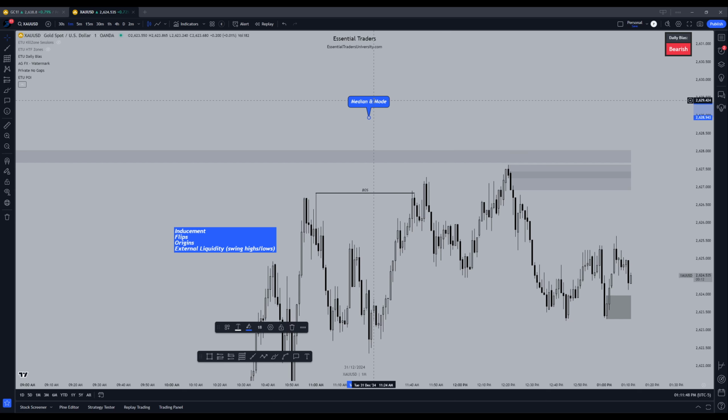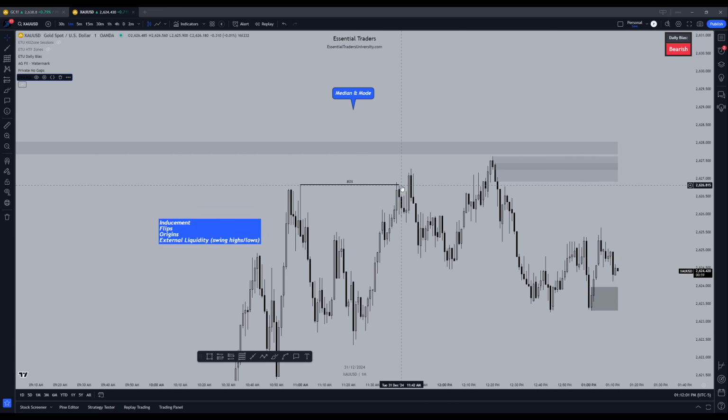Mode is the number of times a number appears, and a median is putting all the numbers in order from lowest to highest, and then selecting the number that's around the middle. So that's exactly what we're going to be doing today. So how are we going to count these candles?